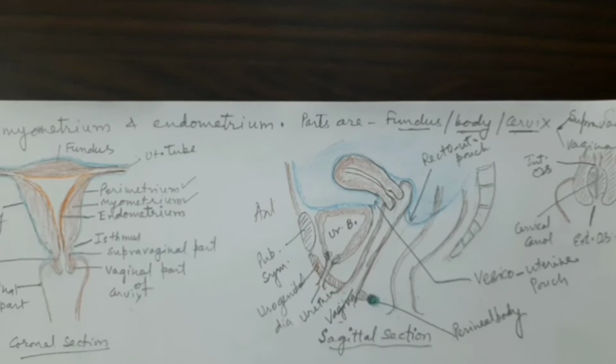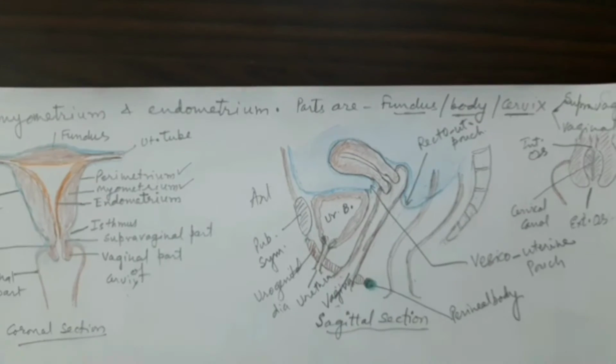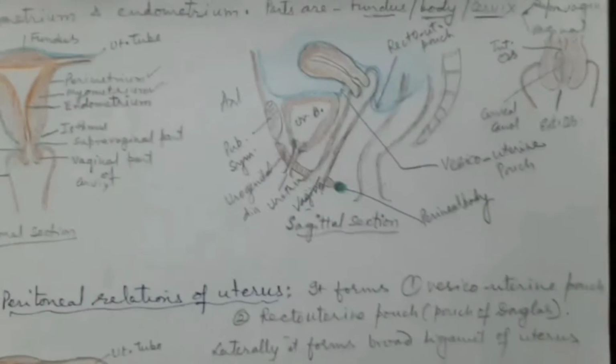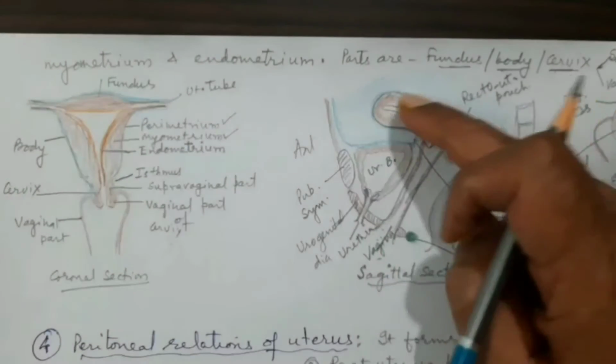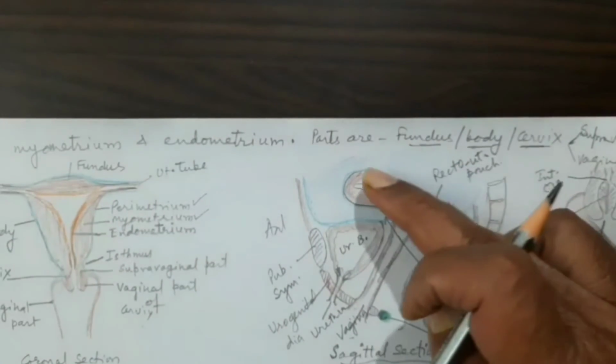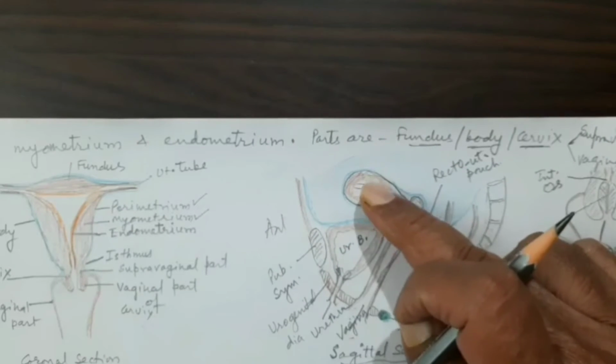However, it is reflecting from the upper portion of the posterior surface of the vagina, so instead of recto-uterine pouch it should have been called the recto-vaginal pouch, but there is nothing like that, so forget about what I am telling you. This is how the peritoneal relations of the uterus are.